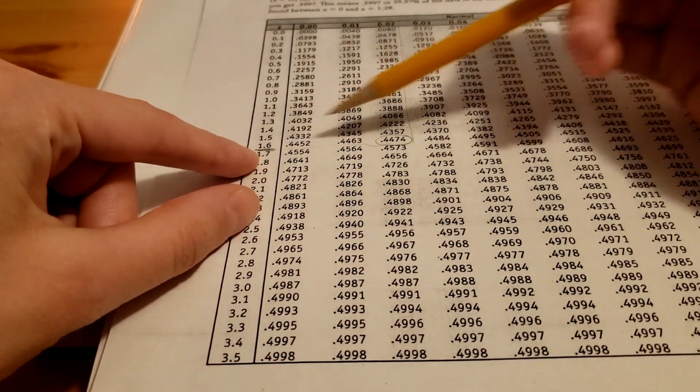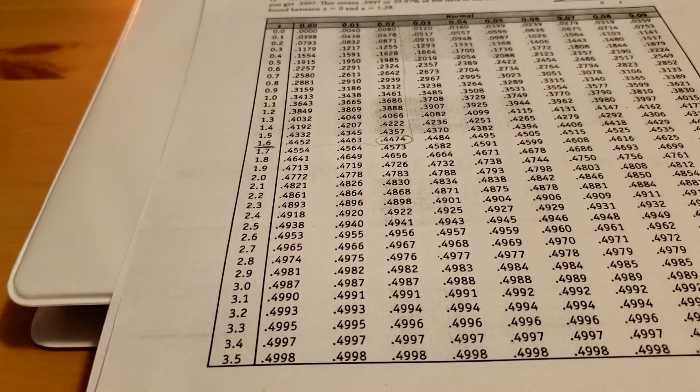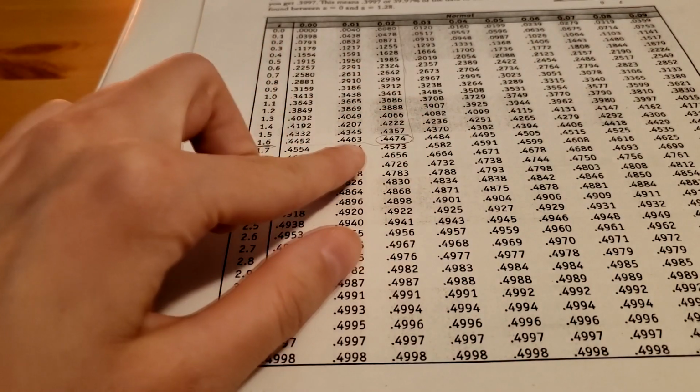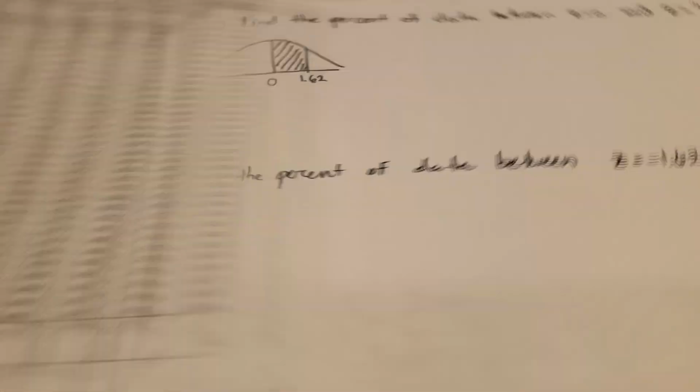So we go here, we find what we have here. We get 0.4474. So the table's giving us this, and that tells us it's going to be 44.74%.